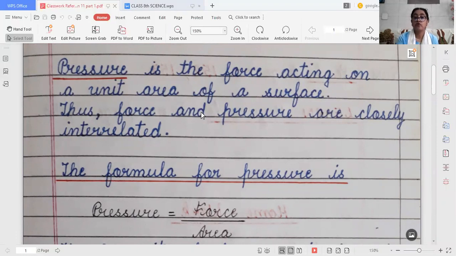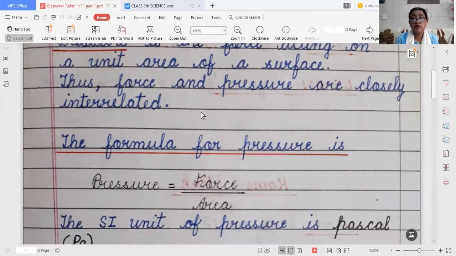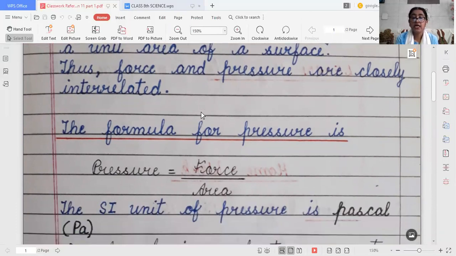What is the definition? The pressure is the force acting on an area of a surface. So that's why force and pressure are closely interrelated. So what will be the formula for pressure? Pressure will be equal to force upon area.